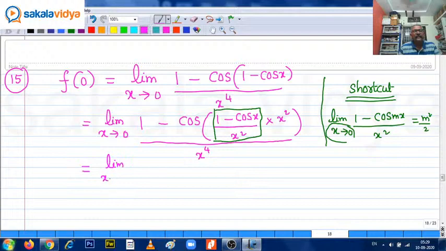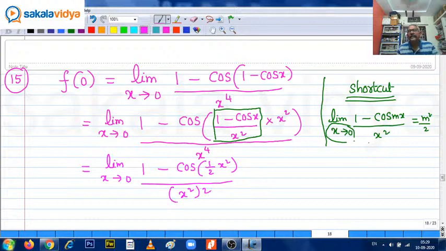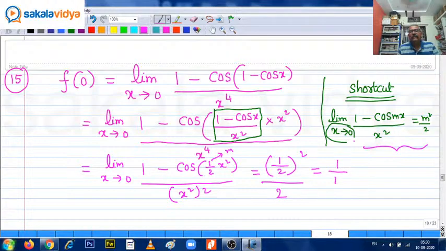limit x tends to 0 of 1 minus cos of (half times x squared) upon (x squared) whole squared. Again it is the shortcut formula. Here m means 1 by 2. This will be (1 by 2) whole squared upon 2. So 1 by 4 into the reciprocal of 2, that is 1 upon 2. This will be 1 upon 8, which is the answer.